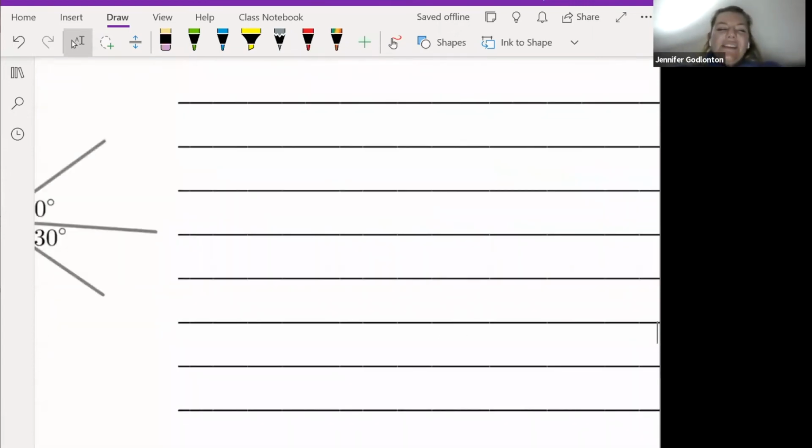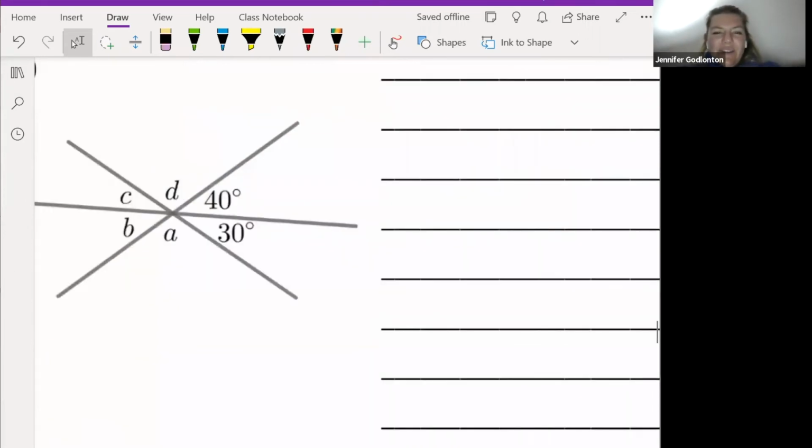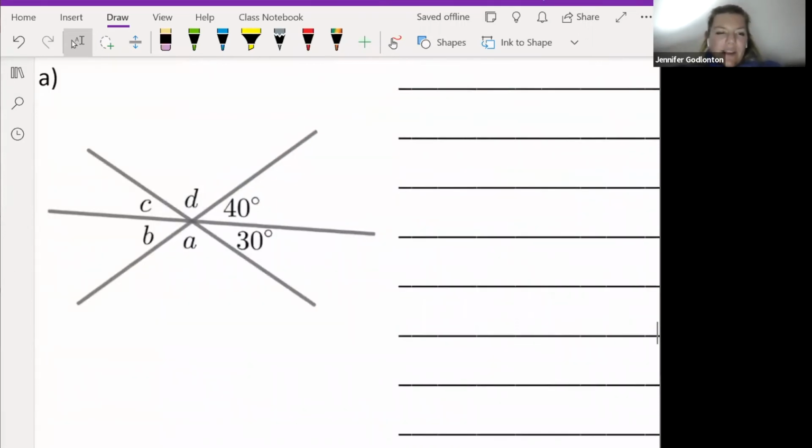Okay, so for these questions, we are going to mix all of our rules together. They look scary, but they're actually not so bad. For this one, I'd like my answer for A, B, C, and D. So I want all 4 variables. And see how it goes.